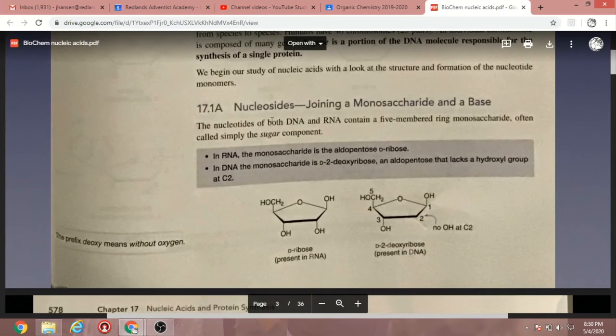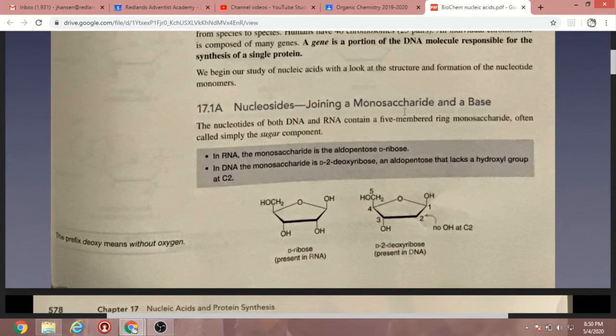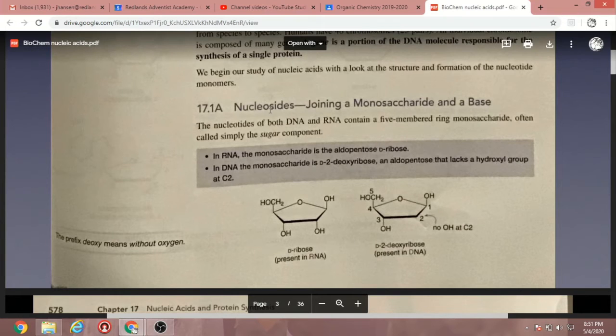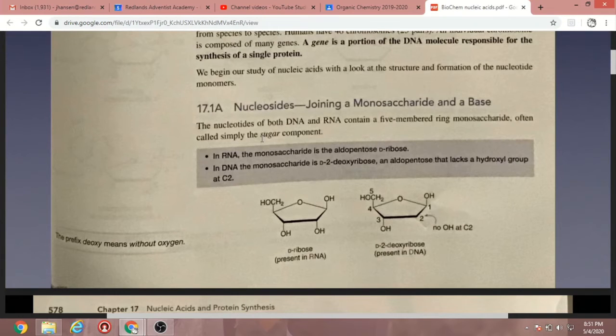Well, a nucleoside is just simply joining the sugar and the phosphate. Oh no, I'm sorry. The sugar and the nitrogenous base. Forget about the phosphate for now. If you join just the sugar and a nitrogenous base, you'll get a nucleoside. And so let's first look at the sugars.